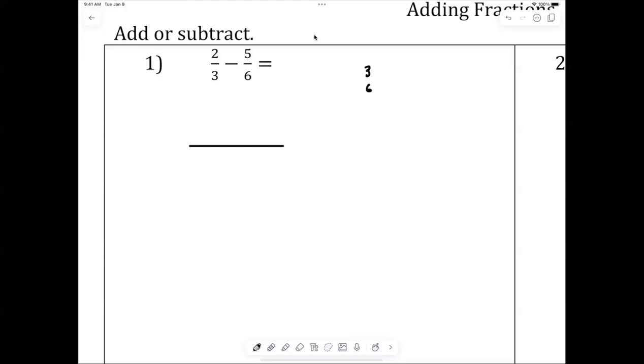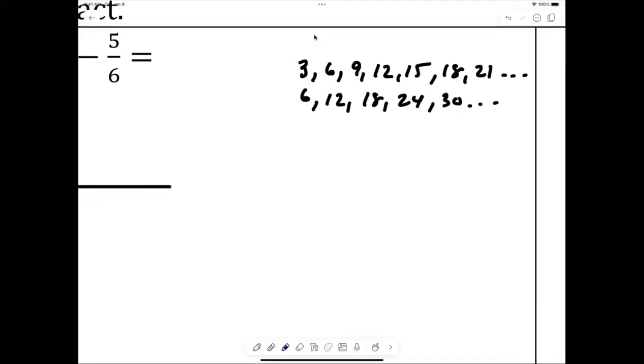The multiples of 3 are 3, 6, 9, 12, 15, 18, 21, and so on. Is everybody with me on that? The multiples of 6: 6, 12, 18, 24, 30, and so on. So we say common multiples. 6 is a common multiple. Do we agree with that? We also agree that 12 is a common multiple. And then we can also agree that 18 is a common multiple.